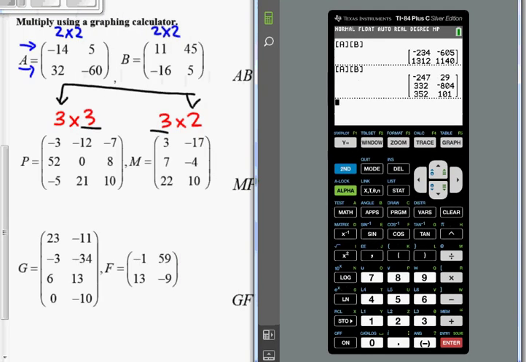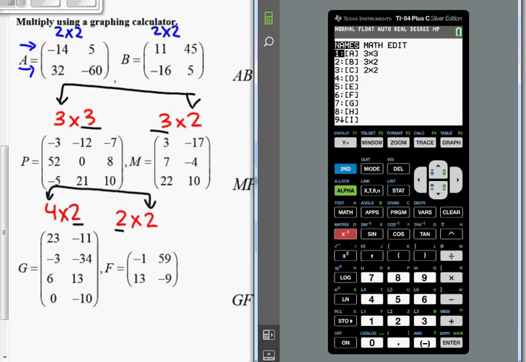We have one more example to go through of multiplying these matrices. G here has 4 rows and 2 columns, so it is a 4 by 2. F has 2 rows and 2 columns, so it is a 2 by 2. We know we can multiply them because my inner two numbers match, so my number of columns in the first matrix matches the number of rows in the second matrix, and my answer will be a 4 by 2. So let's go plug those matrices in.